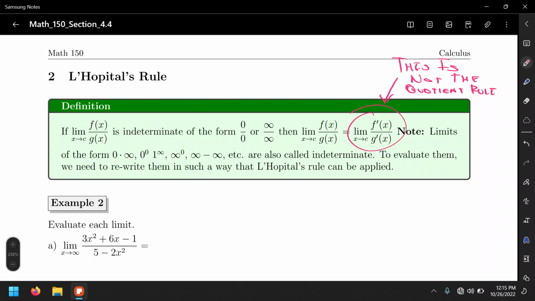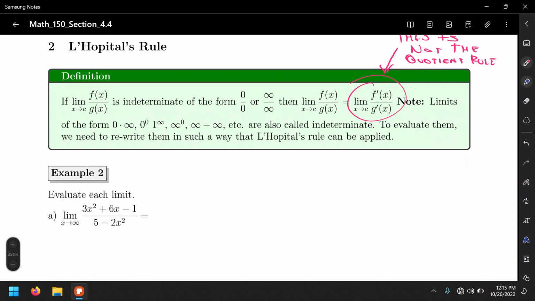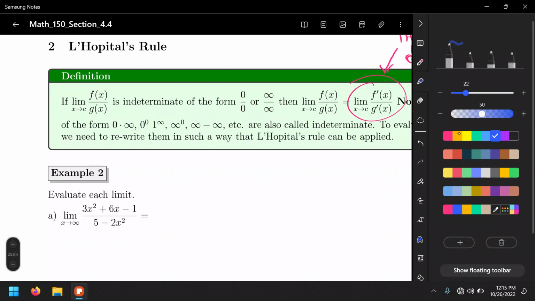It's only the derivative of the numerator divided by the derivative of the denominator. That's all we do. Alright? And we're going to learn about some new indeterminate forms. And those indeterminate forms, number one, let's list them. It's 0 times infinity, that's one.